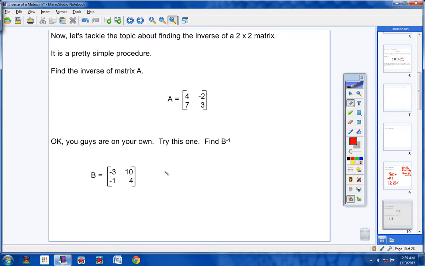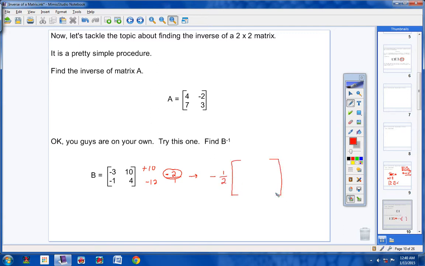Okay, here we go. Step 1, find the determinant. So we're going to multiply together. Negative 1 times 10 is negative 10. I'm going to put a positive 10. Negative 3 times 4 is negative 12. Combine those, you get a negative 2. So there's your determinant. Now I'm going to flip that. Negative 2 is really over 1. So flip that and we get negative 1/2.